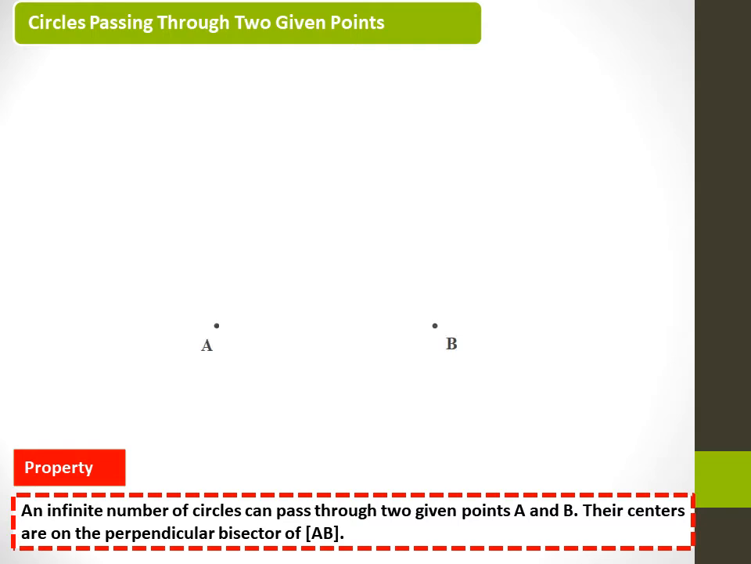A and B are two given points. To draw some of the circles that pass through A and B, we first have to join A and B to obtain segment AB, and then to draw the perpendicular bisector of segment AB.